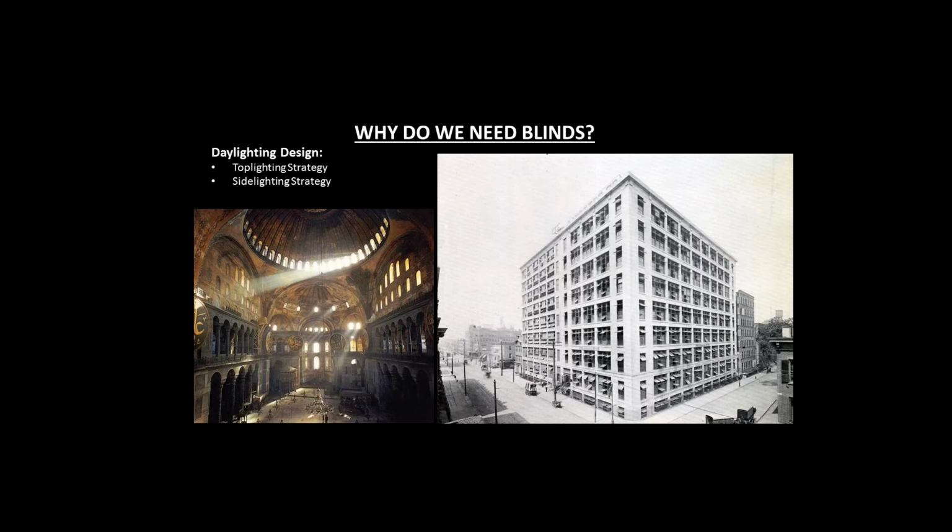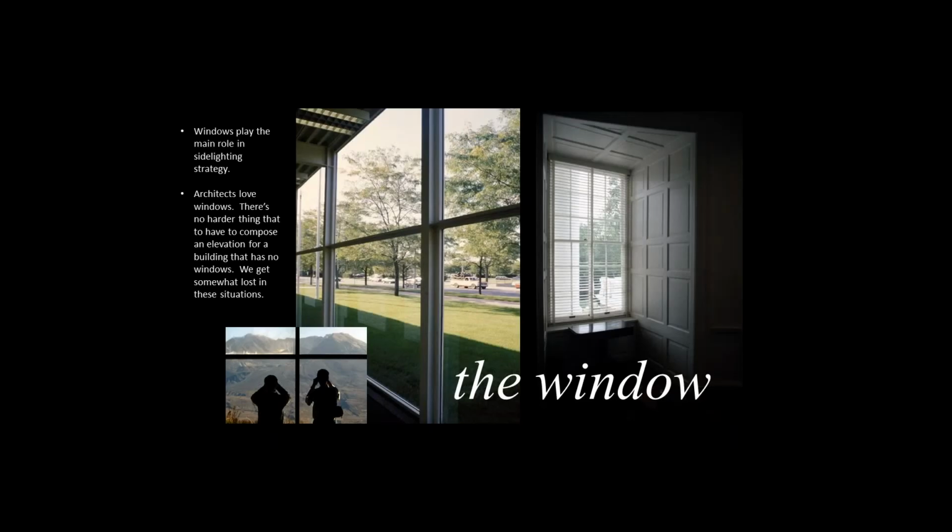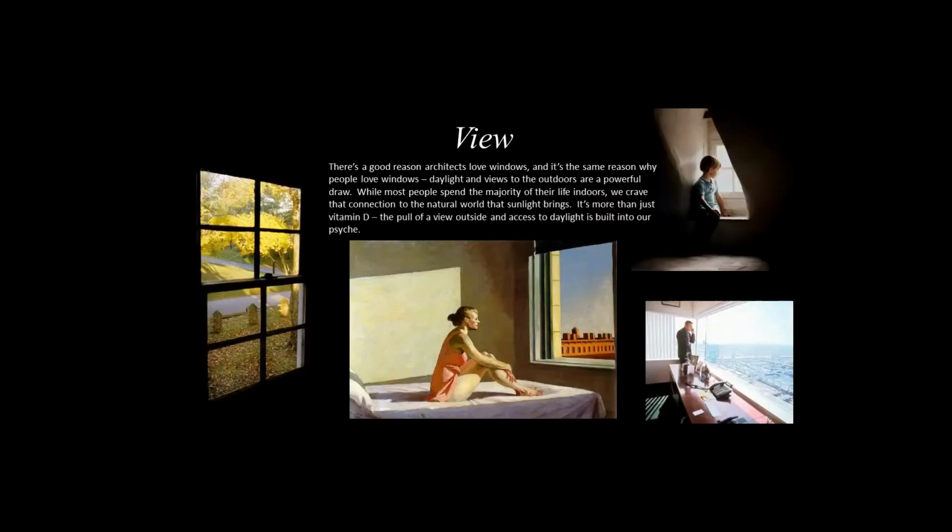Basically, we have two strategies in daylighting design: top lighting strategy and side lighting strategy. In side lighting strategies, mainly we use windows, and windows play the main role. And architects love windows. There is no harder thing than having to compose an elevation for a building that has no windows. We get somewhat lost in these situations.